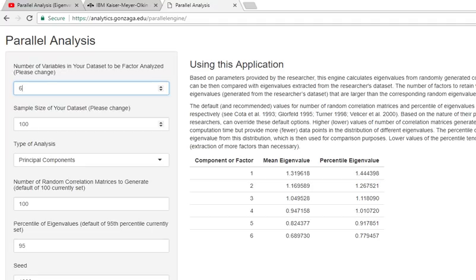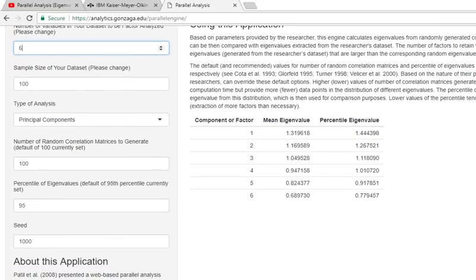You can also see the type of analysis. It says principal components, and I can decide how many random correlation matrices to generate. The default is 100. I could set it at 1000 if I want, and it will update based on that. Then it says percentile of eigenvalues. One strategy is to use the mean of the distribution of the eigenvalues, but a more stringent approach is to use the 95th percentile eigenvalues and compare these against those from your data.